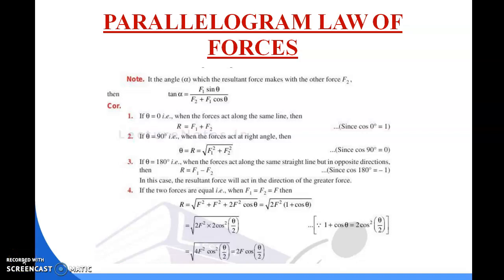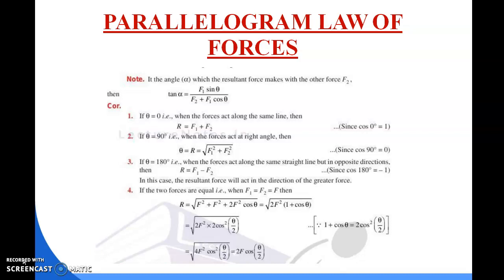So today in our class we are going to discuss the parallelogram law of forces. There are some formulas and related problems. In our previous class we already discussed the parallelogram law and resolution of forces. Now we are discussing related problems of the parallelogram law and resolution of forces.